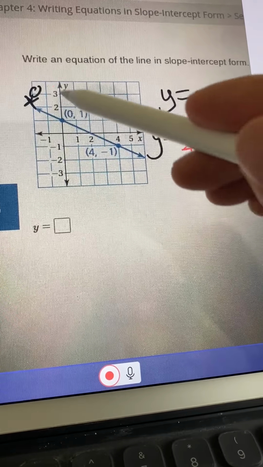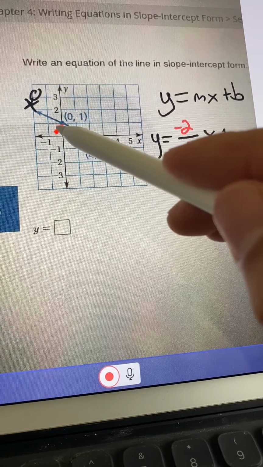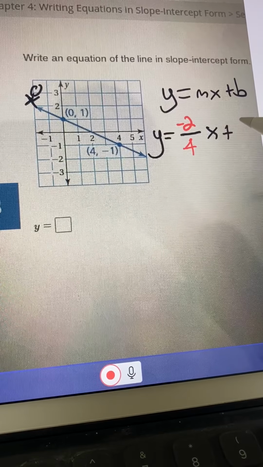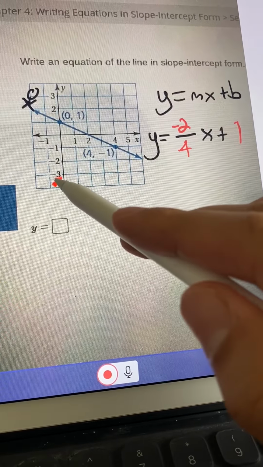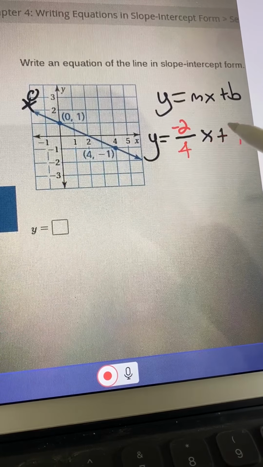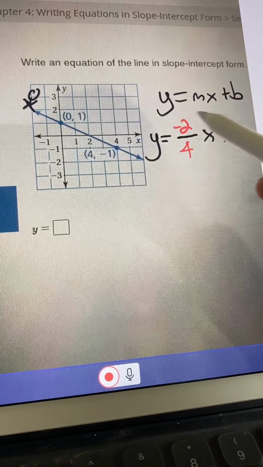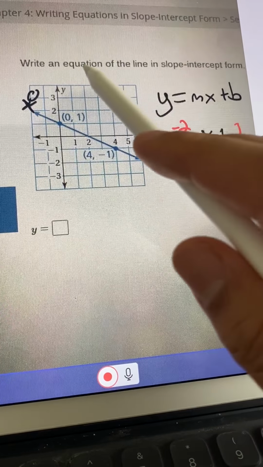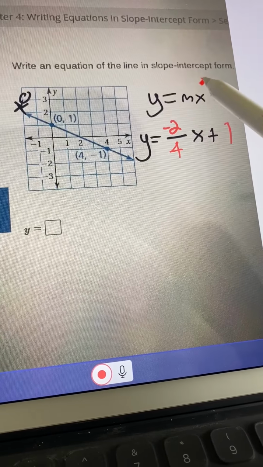Now for the y-intercept, where does this line cross the y-axis? So we see it crosses right here at 1. So we do plus 1. If it crossed, say, down here at -3, we would say -3. But in this case, it crossed up here at positive 1. So this right here represents the equation of the line in slope-intercept form.